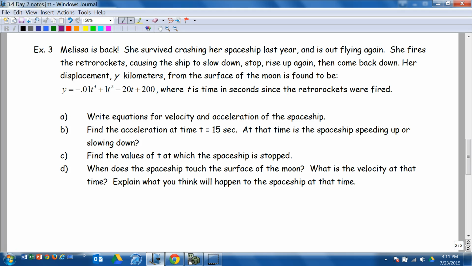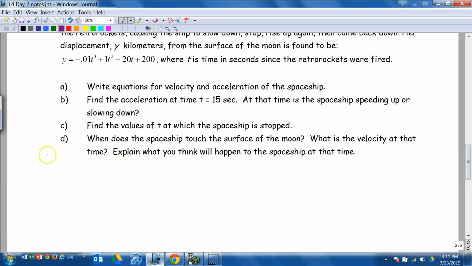So write equations for velocity and acceleration. Hopefully at this point you guys know that velocity is just the derivative of this, and then acceleration is the derivative of that. So we're going to do that first. So for part A, I'm just going to write it down. The velocity with respect to time is equal to y prime, which is equal to, using the power rule, -0.03 t squared plus 2t minus 20. The acceleration is equal to the derivative of velocity, which is equal to -0.06 t plus 2. So that's part A.